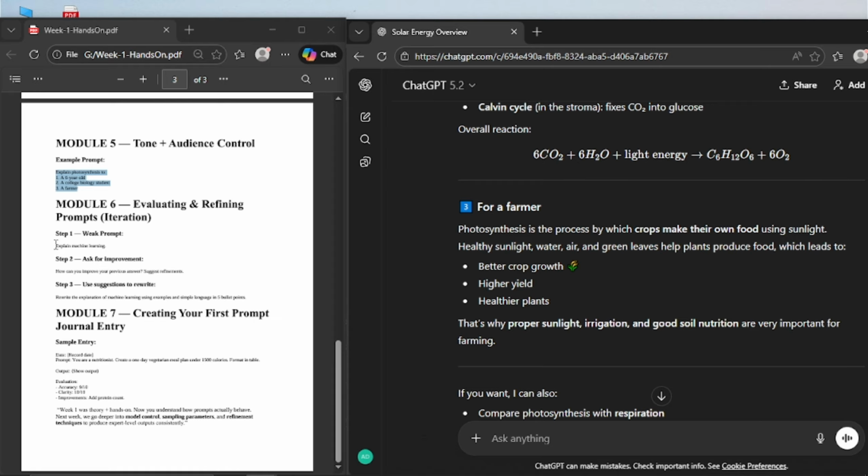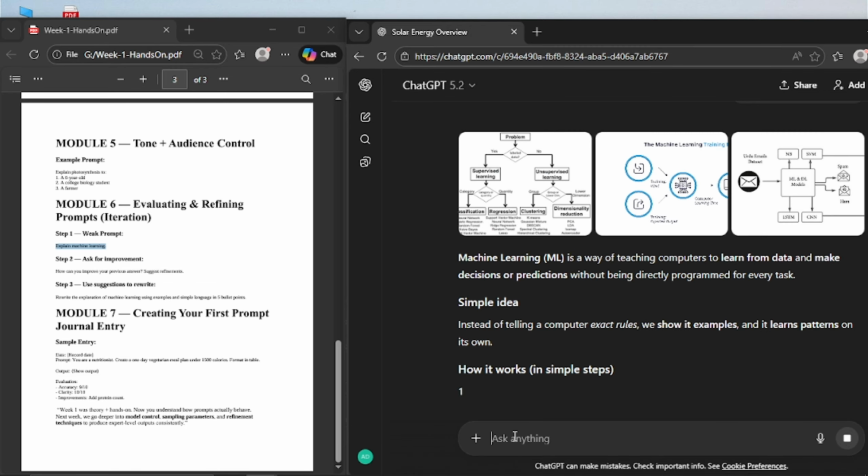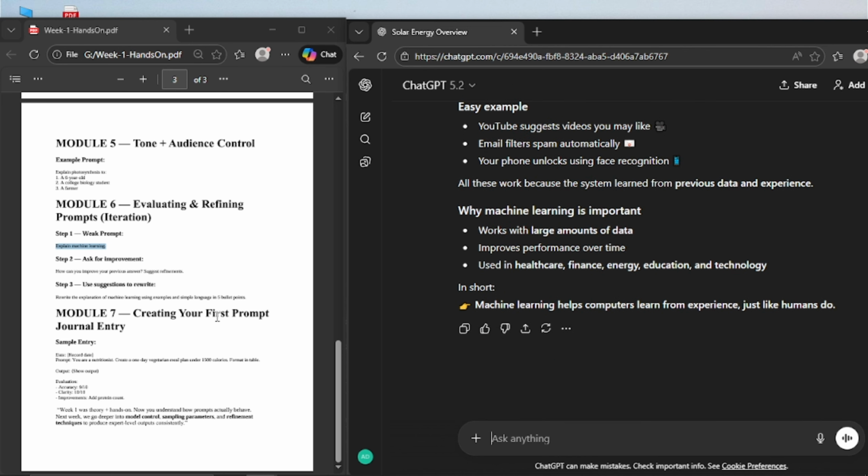Okay. So first you give a weak prompt, then ask for improvement, then again use suggestions to rewrite your answer. So explain machine learning. Okay. So I give the prompt as "explain machine learning" to ChatGPT. So it has given me lots and lots of data.